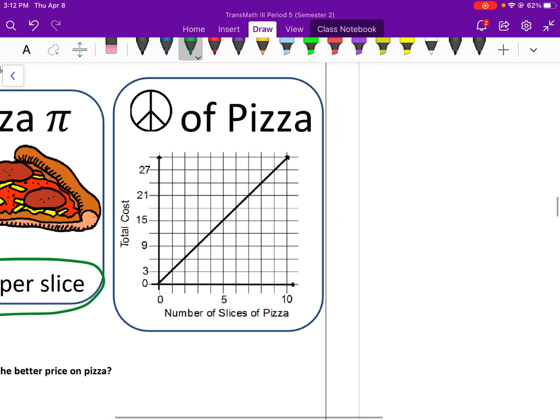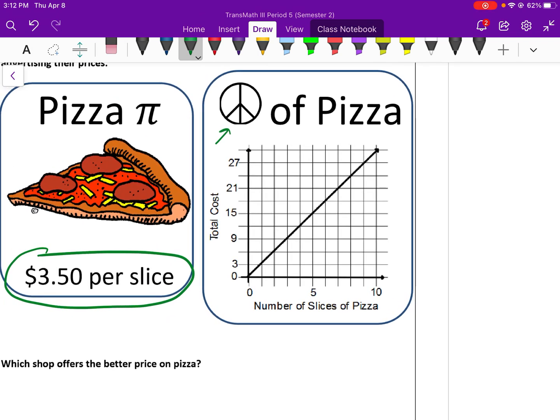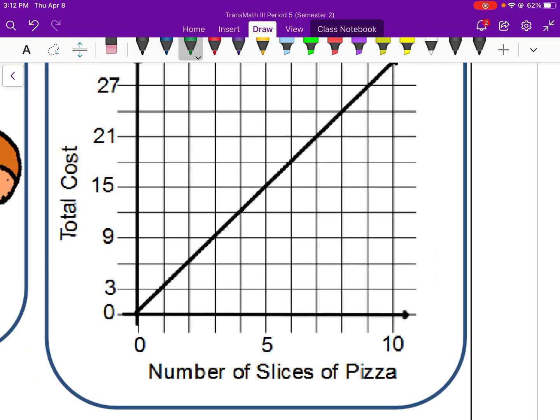Now, on this other one, Piece of Pie, there's the peace sign, we need to determine that unit price. That way, when we compare two items, like when you go to a grocery store, you need to compare the unit price, not just the price that's shown. In this case, we're given that graph. We're going to have to figure out 2 good points. There's a good point, there's a good point, and we can fill in the gaps here.